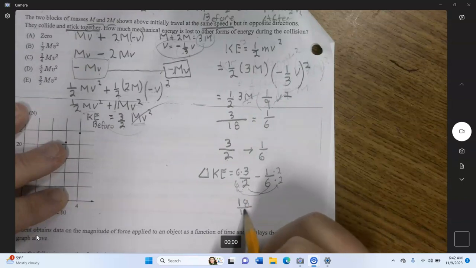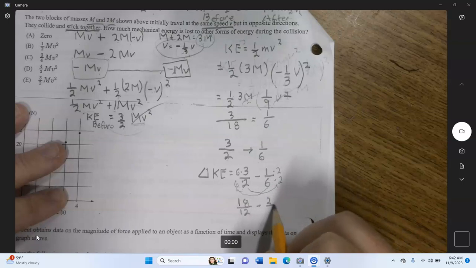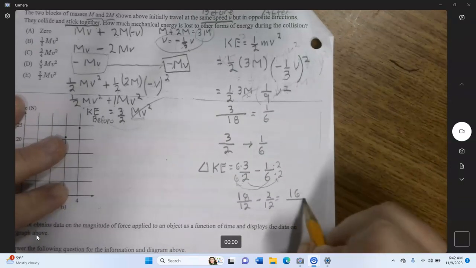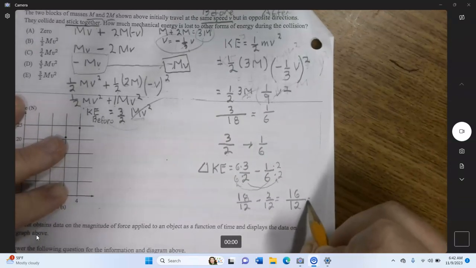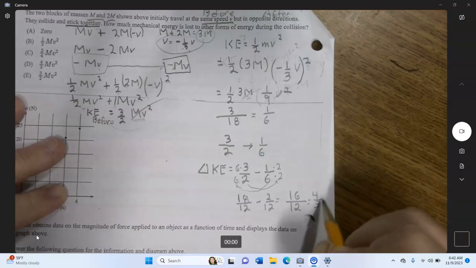6 times 2 is 12. Minus 2 times 1 is 2. And 6 times 2 is 12. So you have a common denominator. 18 minus 2 is 16 over 12. And that reduces down to 4 over 3 mv squared.